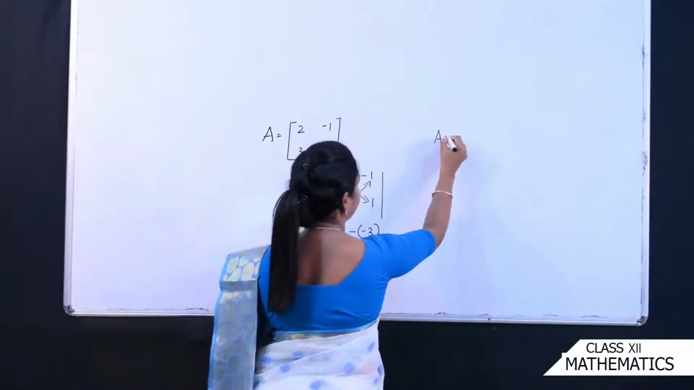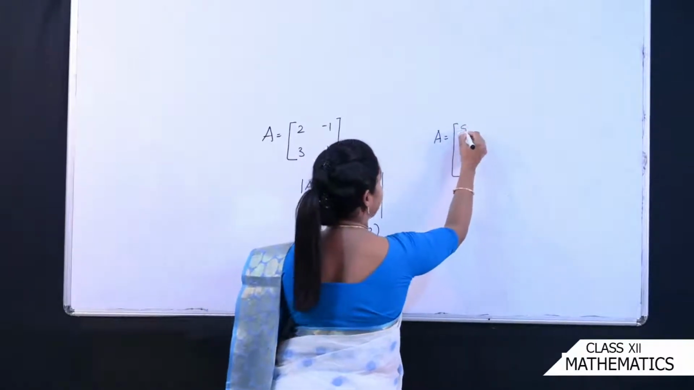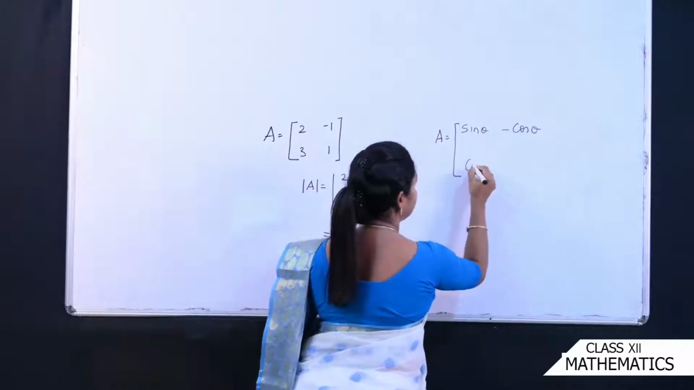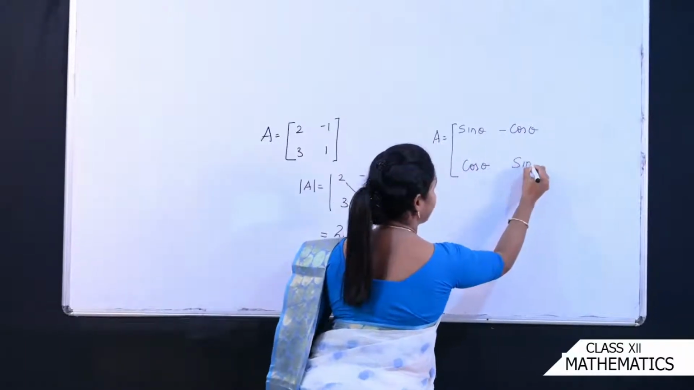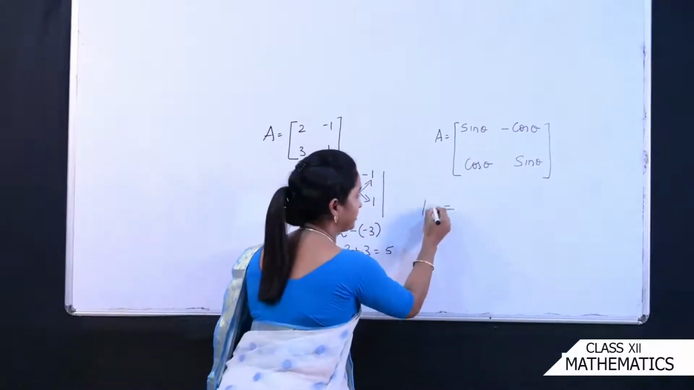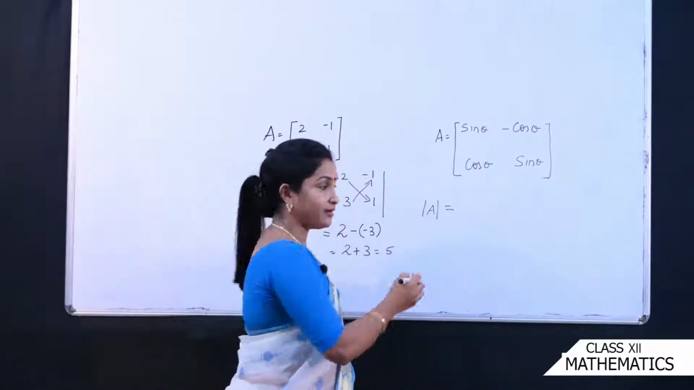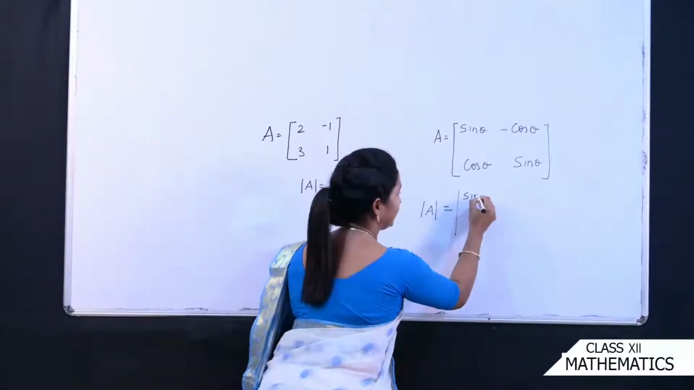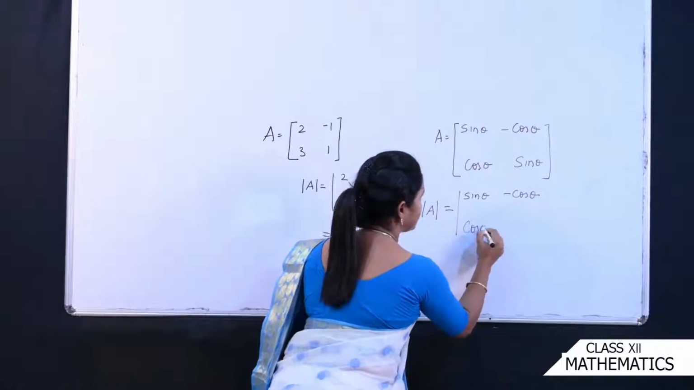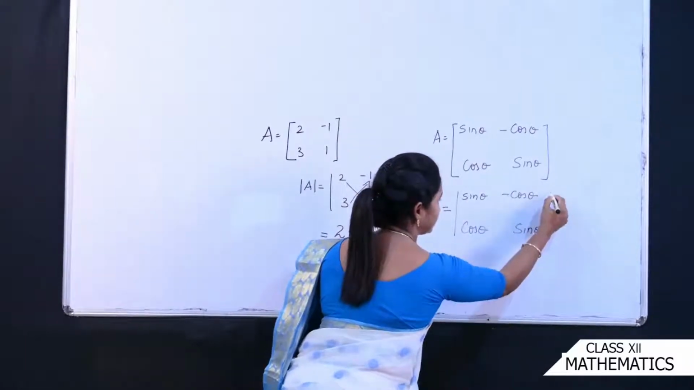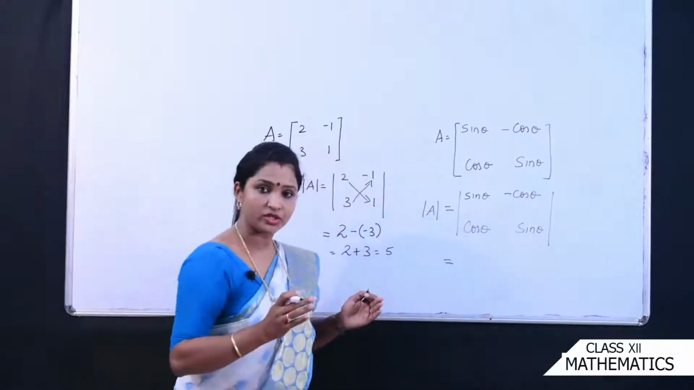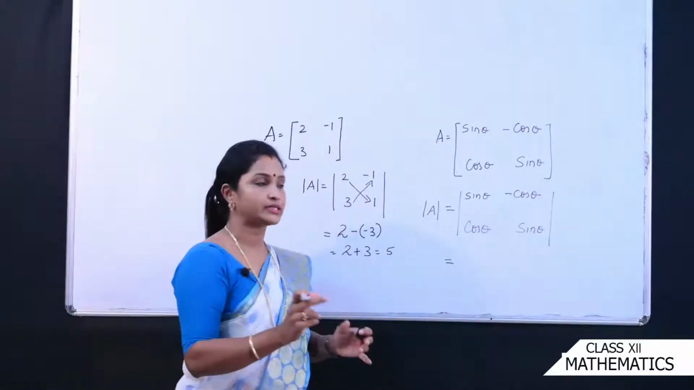Suppose again I'm taking one more example. You're getting sine theta, minus cos theta, and cos theta, sine theta. Just see here. Again I'm finding the determinant. So here it is sine theta, minus cos theta, cos theta, sine theta. First you will write down this like so. Then again the same procedure, you will cross multiply and put a minus sign in between.